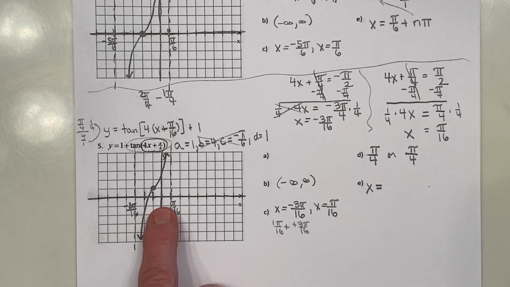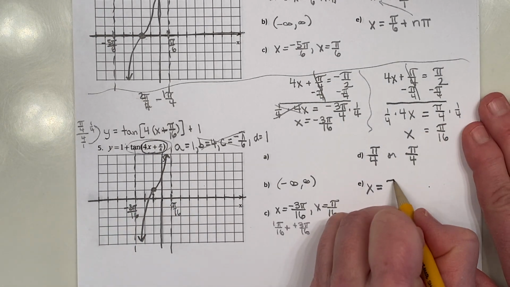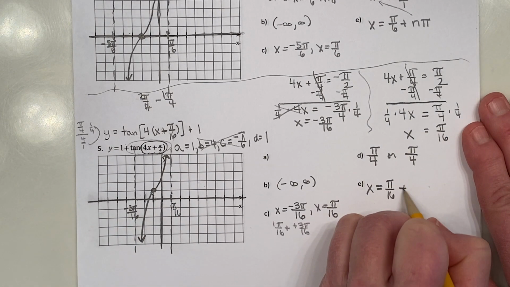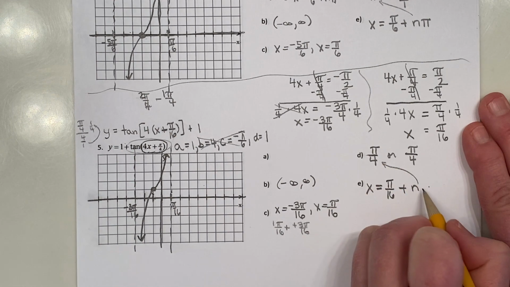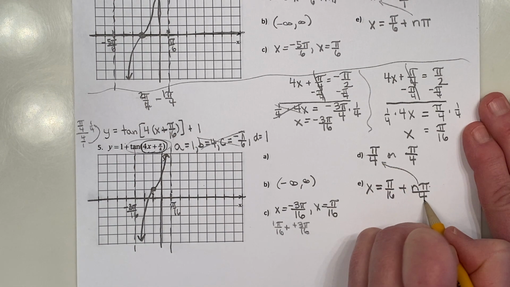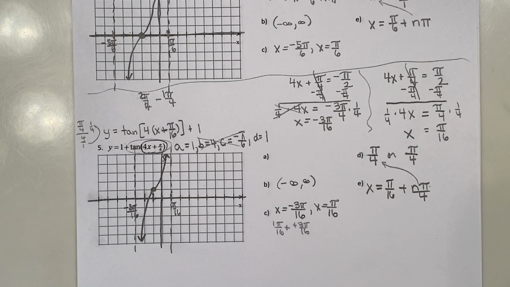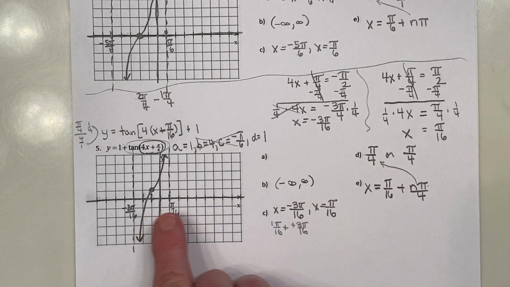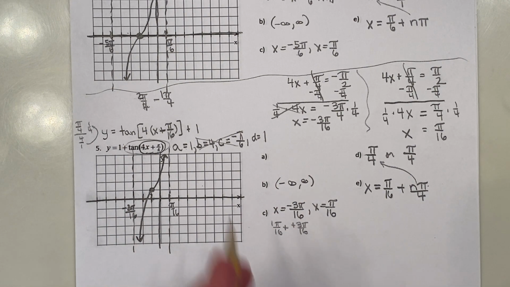The equations of the vertical asymptote: I'm going to start with pi over 16, and I'm going to add n times my period, n pi over 4. Consecutive vertical asymptotes are separated by a pi over 4 distance horizontally.